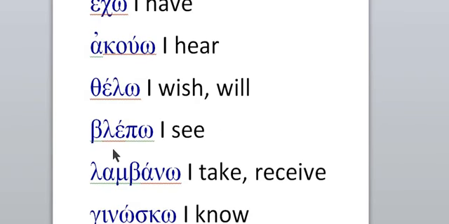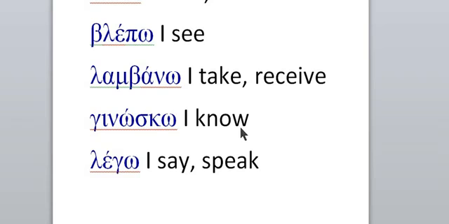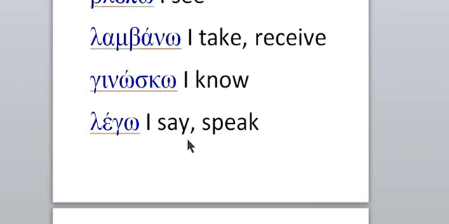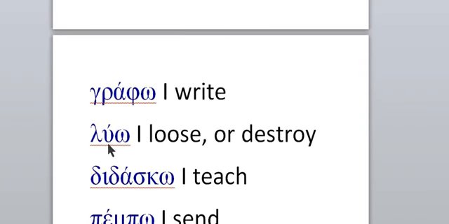Telo, I wish. Bleppo, I see. Lambano, I take or I receive. Ginosko, I know. Lego, I say or I speak. Grafo, I write. Luo, I lose. You have to be very familiar with this word. Luo, or I destroy.